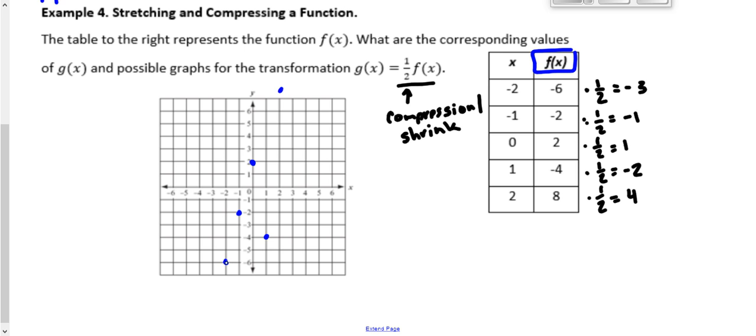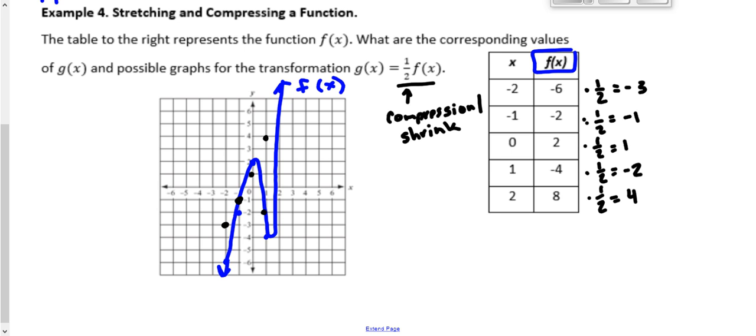But this function must look something like that. Okay. This would be our f of x. What's going to happen here with our compression is that each of those are cut in half. So at -2, we're actually going to be at -3. At -1, we're going to be at -1. At 0, we're going to be at 1. At 1, we're going to be at -2. And at 2, we're going to be at 4.